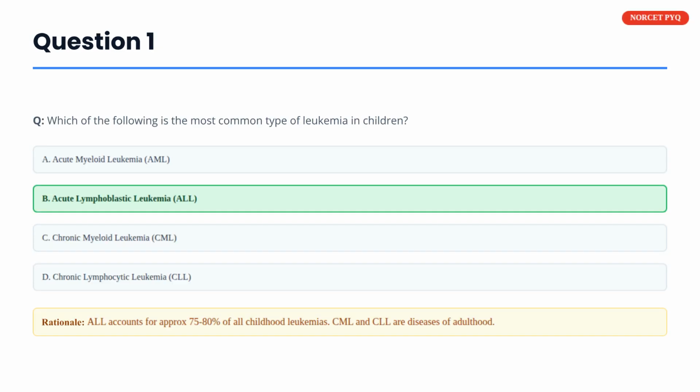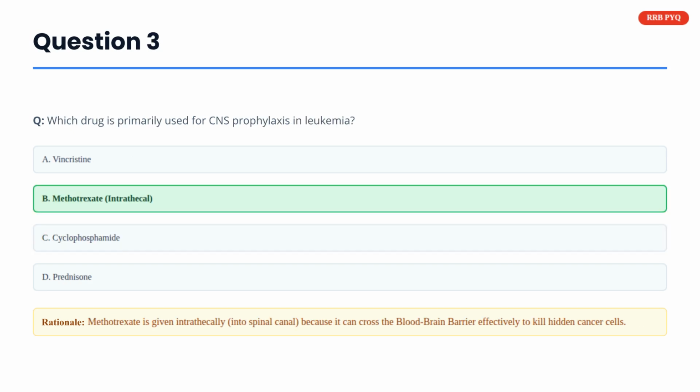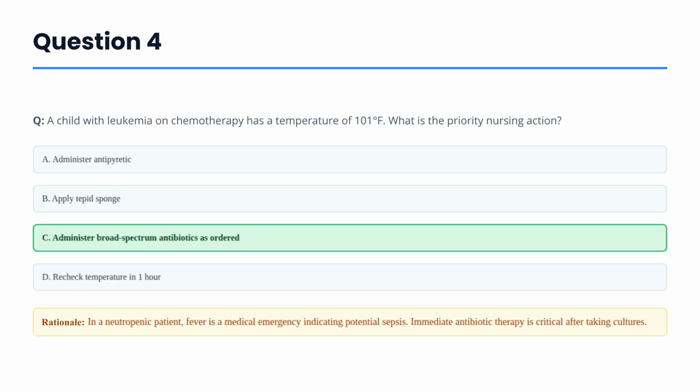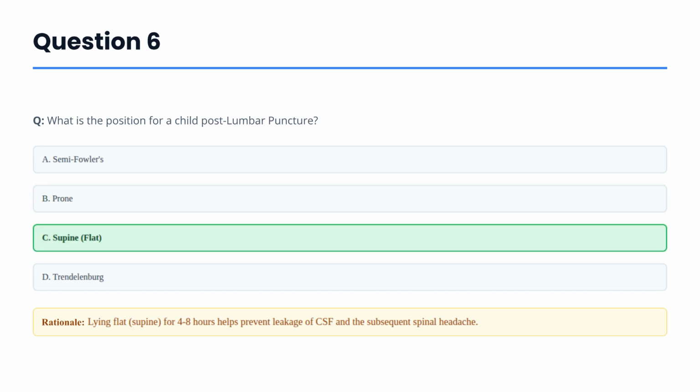Question 1. Which of the following is the most common type of leukemia in children? Question 2. The definitive diagnostic test for leukemia is. Question 3. Which drug is primarily used for CNS prophylaxis in leukemia? Question 4. A child with leukemia on chemotherapy has a temperature of 101 degrees Fahrenheit. What is the priority nursing action? Question 5. Which specific side effect should the nurse monitor for in a child receiving cyclophosphamide? Question 6. What is the position for a child post-lumbar puncture?